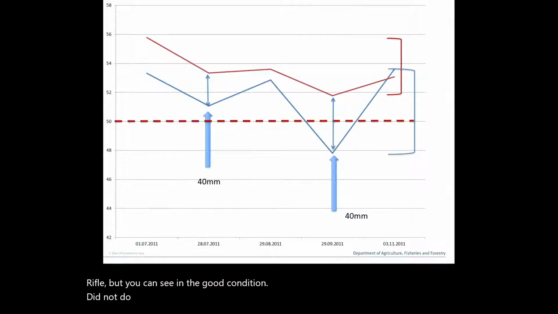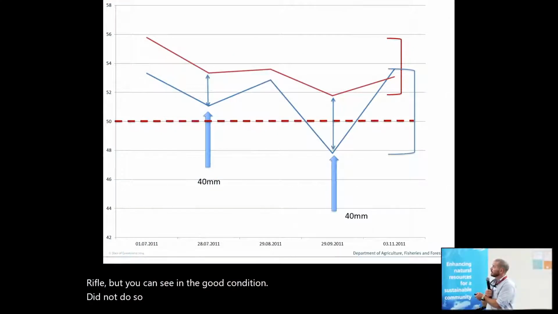Now, right from August, we started to see a variation there of around about 2%. It was buoyed after the 40 mil rainfall, but you can see in the good condition paddock, it plateaued. It held up after the rainfall. Did not do so in the condition C paddock. It dropped away pretty quickly to a variation of around about 4% by September.